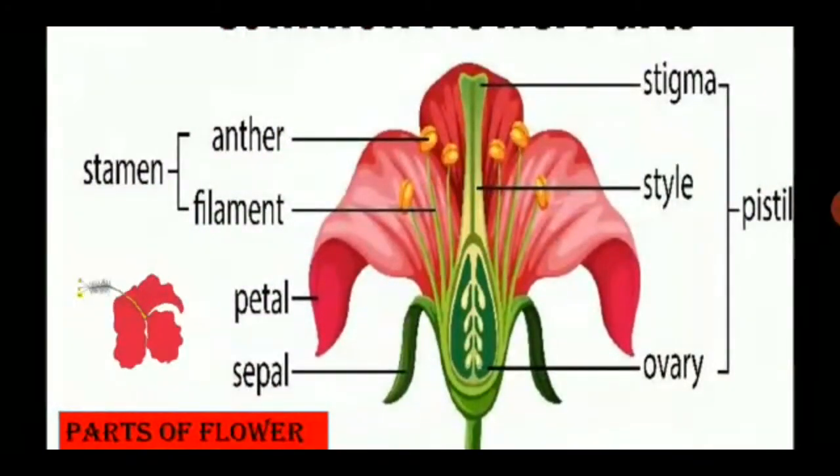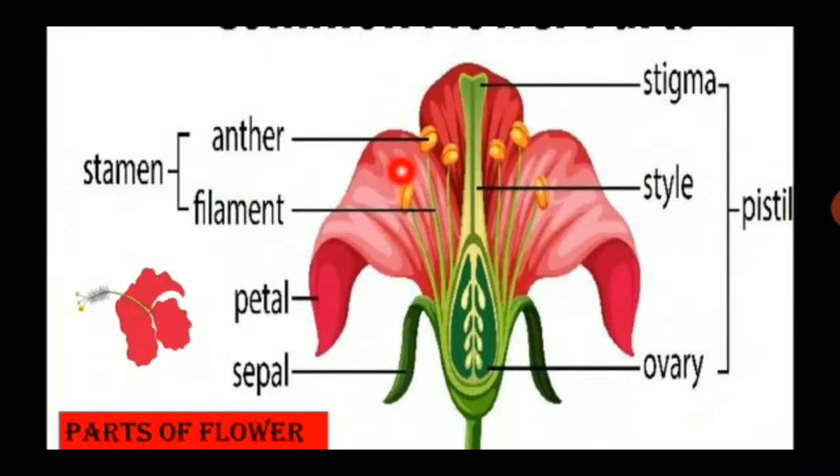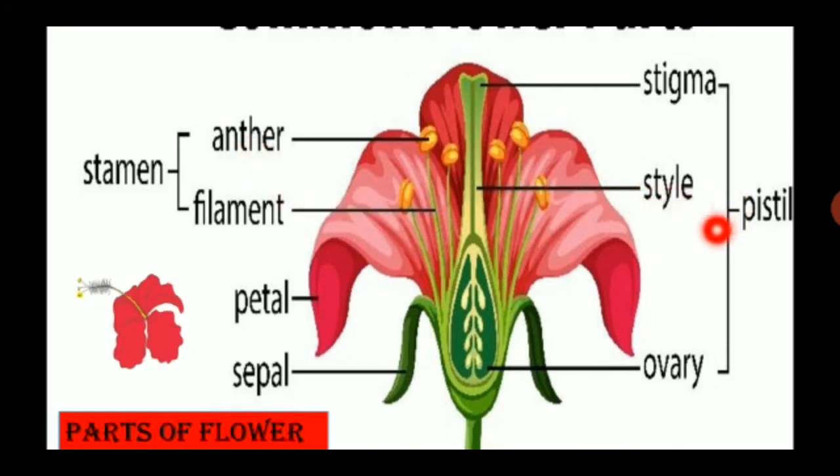Now children, we will discuss about different parts of flower. Flower has stamen, pistil, petal, sepal. Stamen consists of anther and filament. Pistil consists of stigma, style and ovary. Now let us discuss about stamen and pistil in detail.